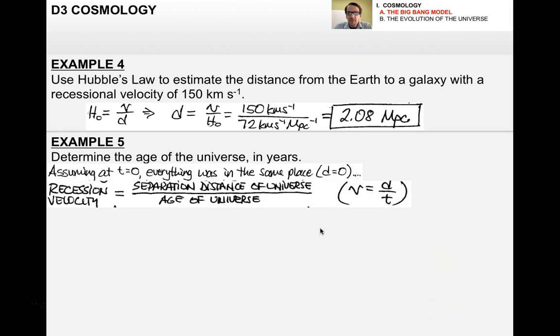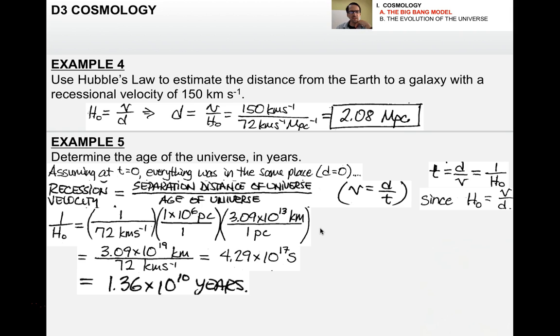So assuming at t equals 0, everything was in the same place. That is to say, d equals 0. The recession velocity would be the separation distance of the universe divided by the age of the universe, right? Because that's just v equals d over t. Now, t is d over v, or 1 over H naught by Hubble's law, okay? So all we've got to do is find H naught. And we have to be really careful with our units here. So in this example, I'm using 72 kilometers per second per megaparsec.